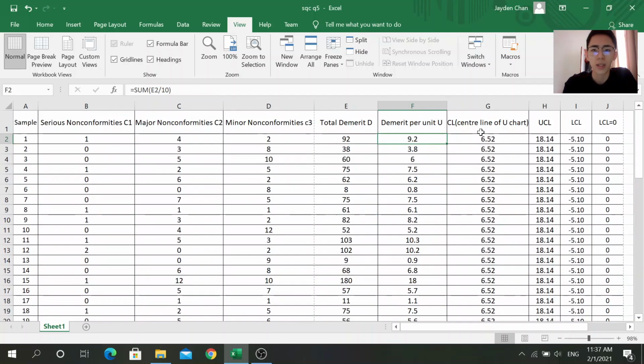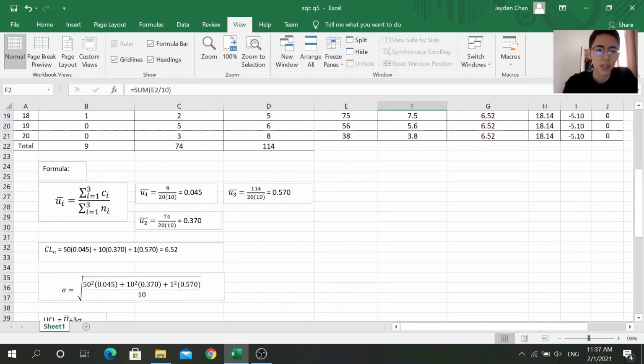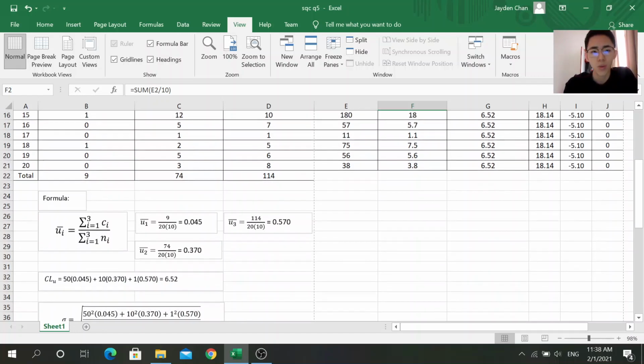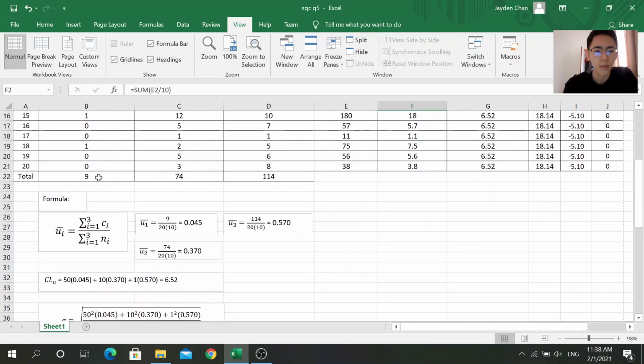Next, we calculate the center line of the U chart. We use a bit of formula down here. Firstly, we calculate the U. The U is actually the average number of non-conformities per unit. For U1, look at the serious non-conformities here, the total is 9. So we use 9 divided by 20 times 10, and we find that it is equal to 0.045. Next we use this 74, and divide it by 20 times 10, which equals 0.370.